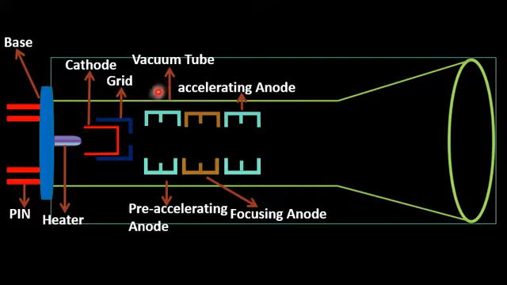Since you know that the potential of the accelerating anode, focusing anode or pre-accelerating anode is positive, whereas the charge on the electron is negative, they will basically move the electrons faster in a focused direction toward the phosphorescent screen.